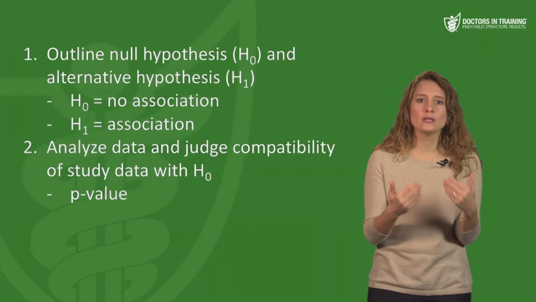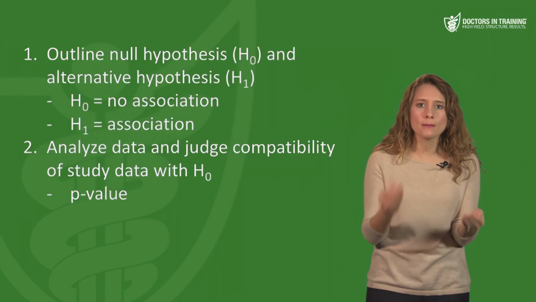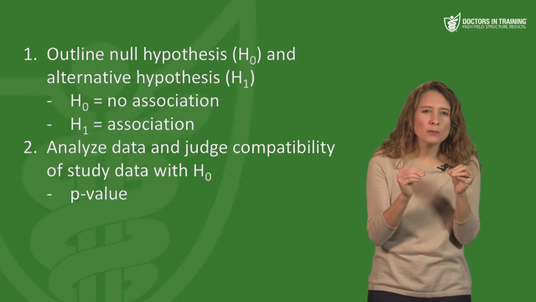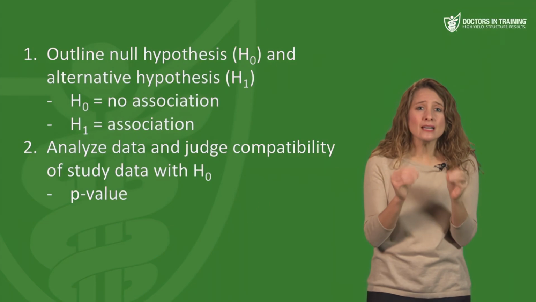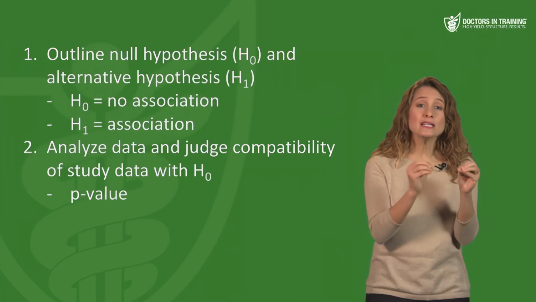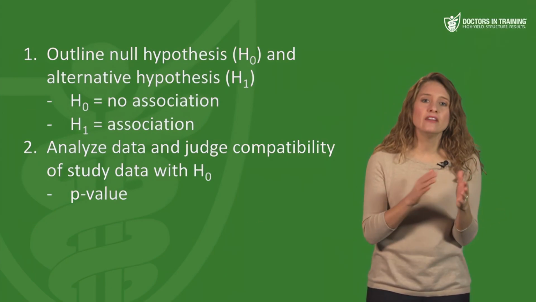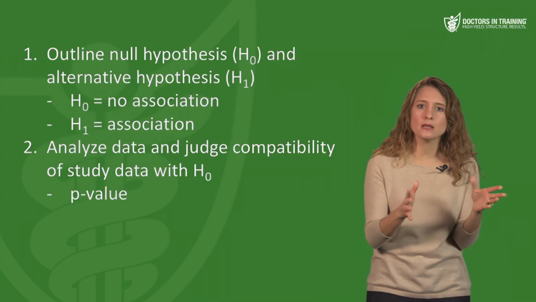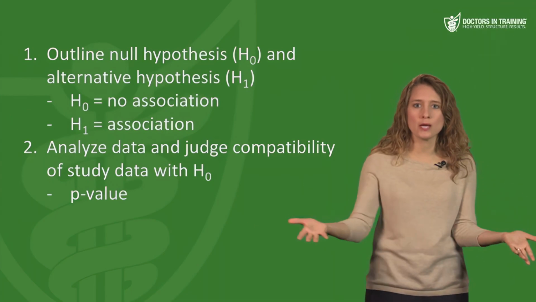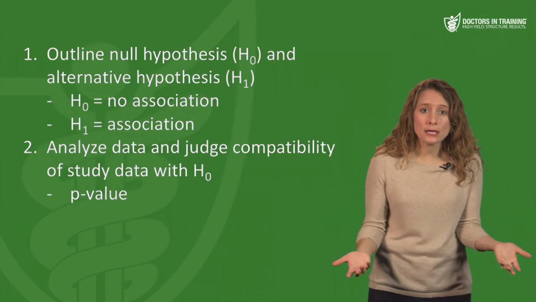The p-value lets us know how compatible the study data are with the null hypothesis. So a very small p-value indicates that it's very unlikely that the study values occurred as a result of chance alone. So very small p-values are not compatible with the null hypothesis. With a very small p-value, you cannot say that there's no association between the exposure and the outcome of interest, and that all of those observed results were merely due to chance.